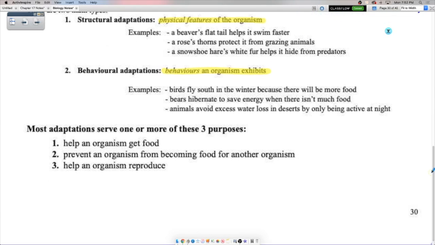Okay. Now, most adaptations, pretty much all of them, serve at least one or more of these three purposes. So they help an organism get food. Yep, that definitely helps you stay alive to reproduce. It helps you not become food for someone else. Yep, definitely helps you survive to reproduce. Or it just straight up helps an organism reproduce, right? That is an adaptation. If it helps you survive to reproduce, it is an adaptation. So obviously something that's going to help you reproduce would be considered an adaptation.